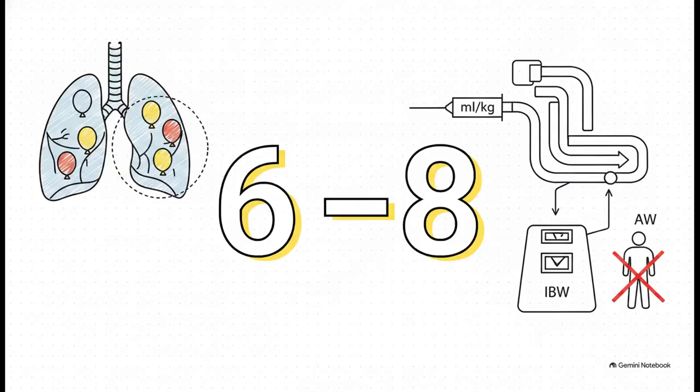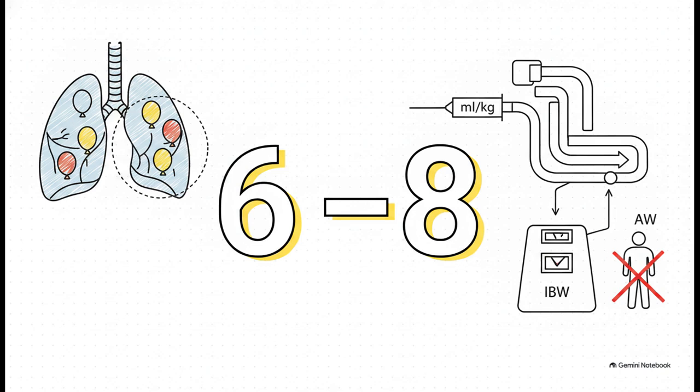Listen, if you remember absolutely nothing else from this entire explainer, hammer home this golden rule: 6 to 8 milliliters per kilogram. That is your safe tidal volume, and it absolutely must be based on the patient's ideal body weight, not their actual weight.